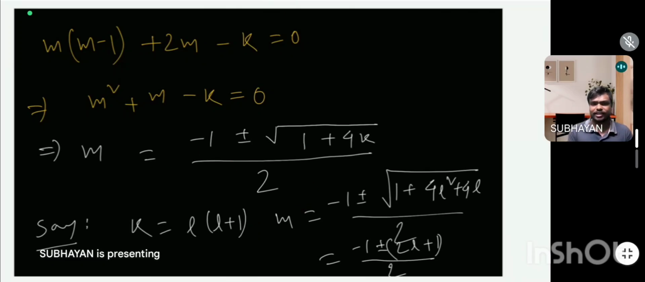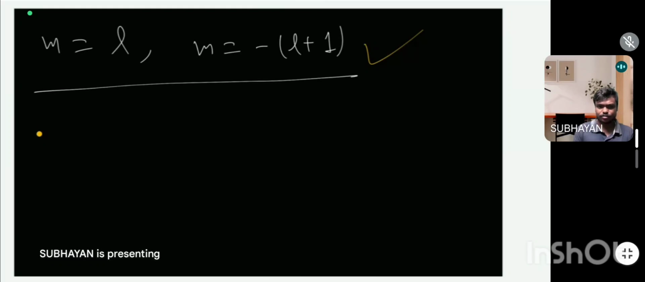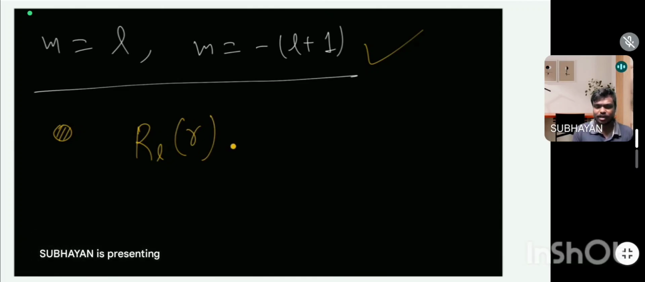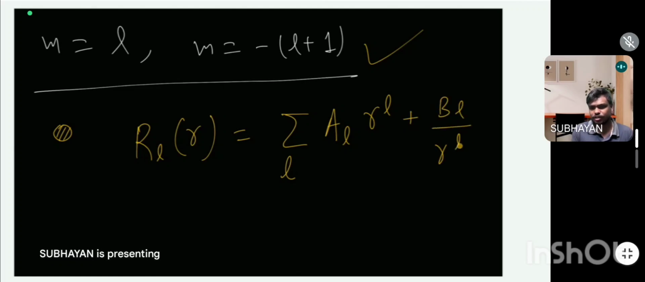So naturally, in power series format, you have the solution R. R will be dependent on l because it's a polynomial-like solution. So R_l of r will be a summation over l, the linear combination of these two solutions: A_l r to the power l plus B_l by r to the power l plus 1. So this is the solution of the radial part.